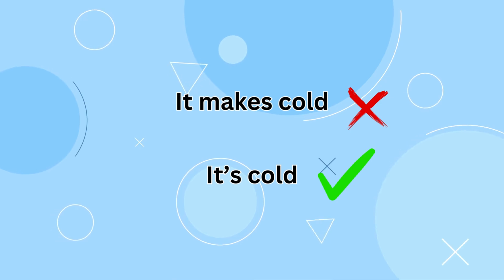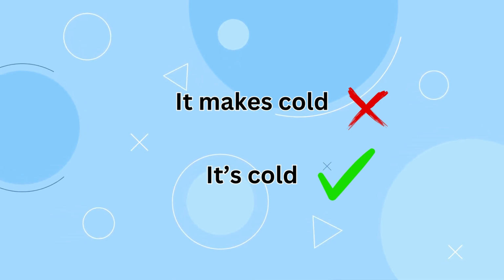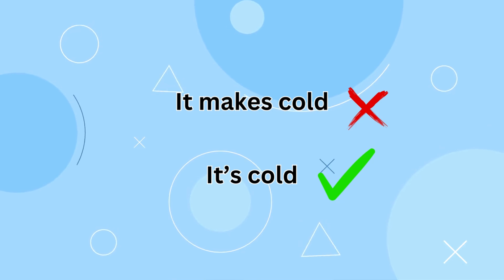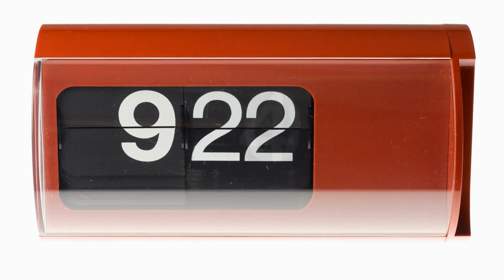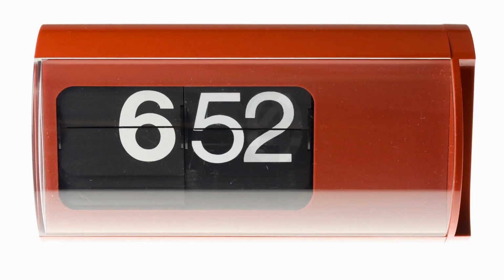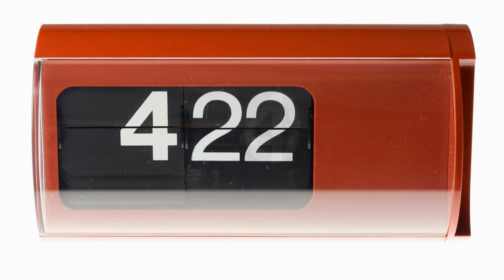Here is a quick tip. One of the most common mistakes learners make is translating from their native language to English. This can lead to awkward sentences and confusion. Instead, try to learn phrases and expressions as they are used in English. For instance, instead of saying it makes cold, say it's cold. See the difference.